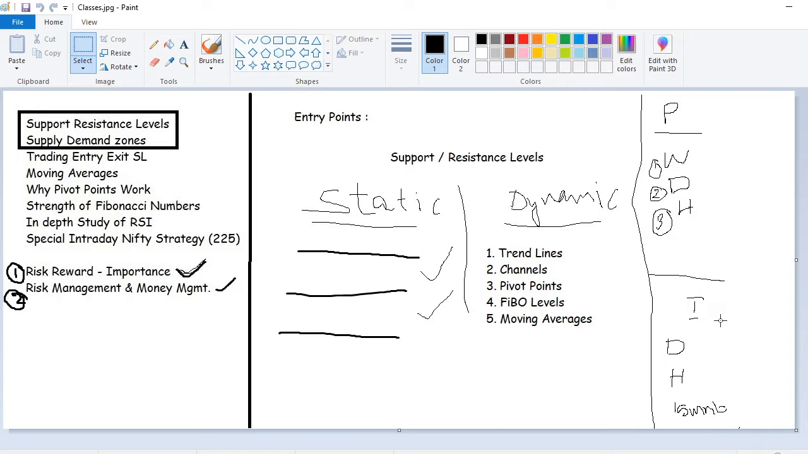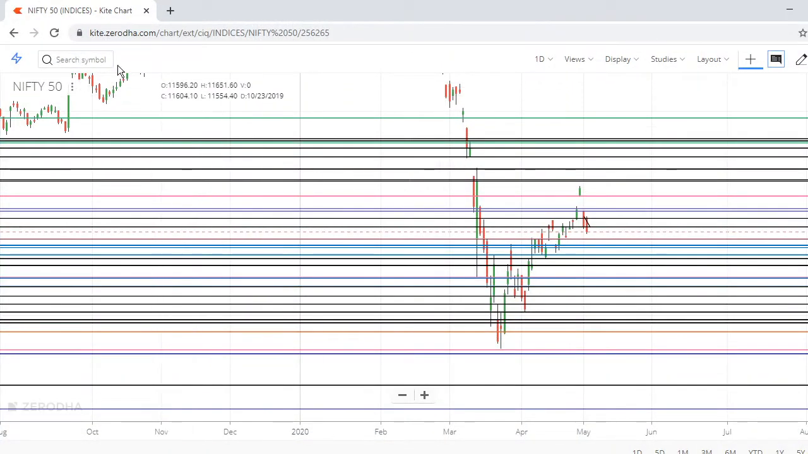Now in support resistances there are two kinds of things, one is static and the other one is dynamic. Static is nothing but horizontal lines which you can draw by joining either swing highs or swing lows or kind of dojis, kind of different things. Okay, this we already practiced in the last session.